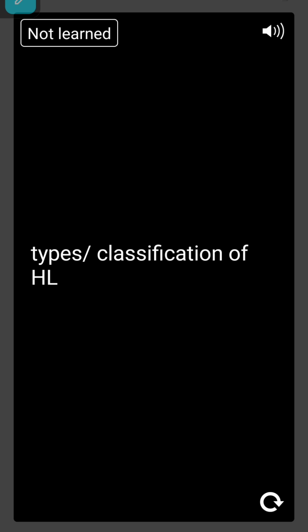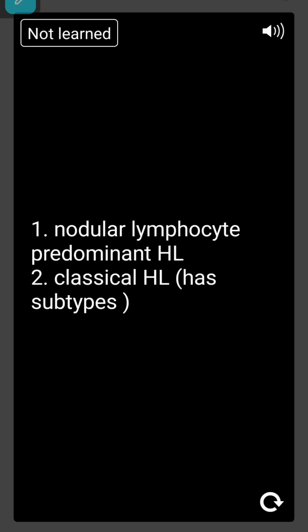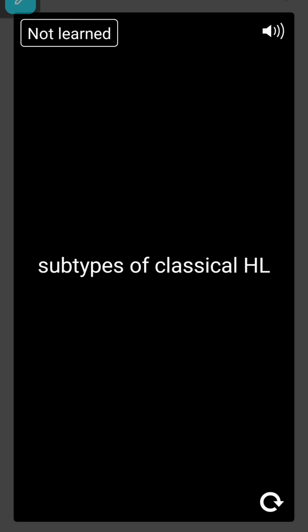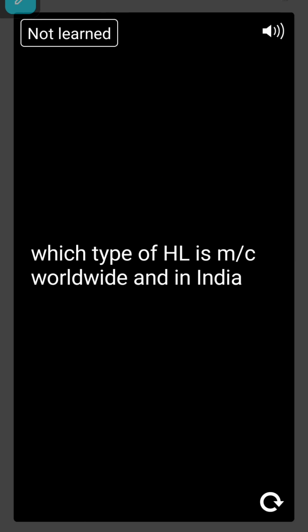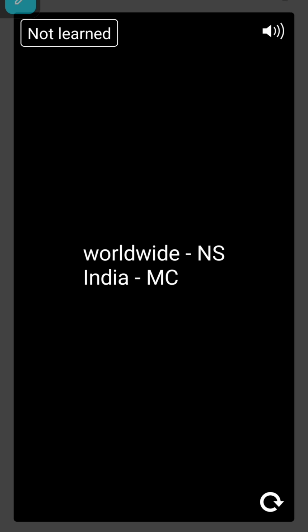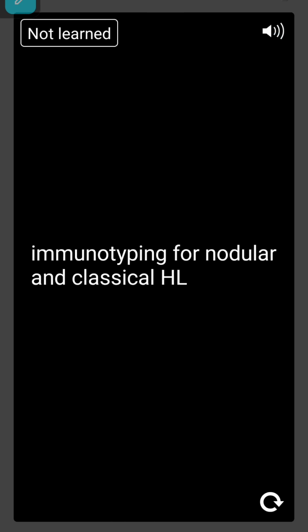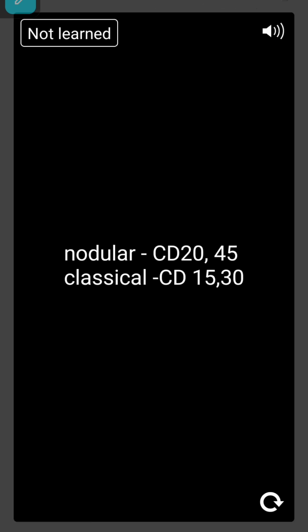Types classification of HL. 1. Nodular lymphocyte predominant HL. 2. Classical HL, which has subtypes. Subtypes of classical: LR lymphocyte rich, LD lymphocyte depleted, NS nodular sclerosis, MC mixed cellularity. Which type of HL is most common worldwide and in India? Worldwide, NS. India, MC.